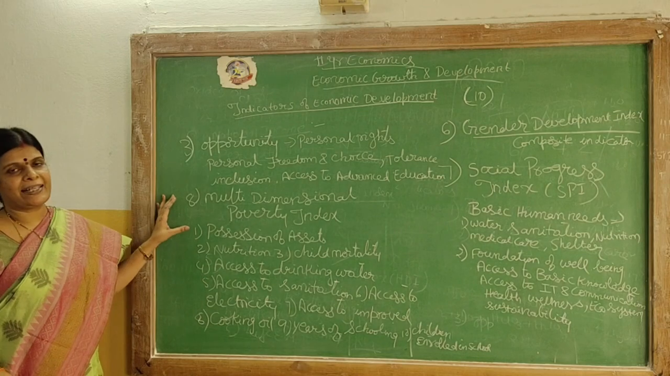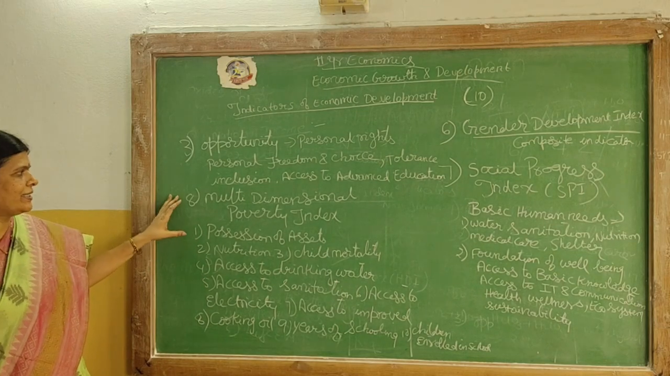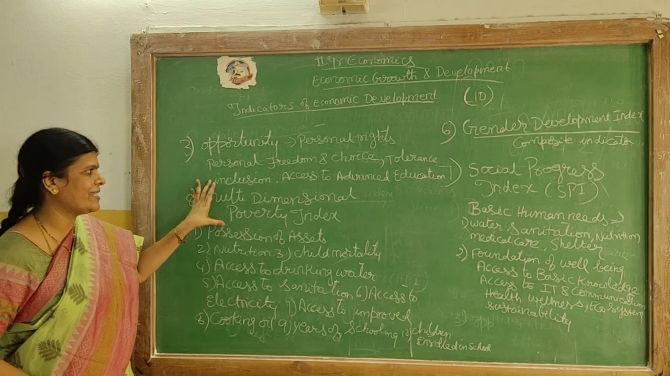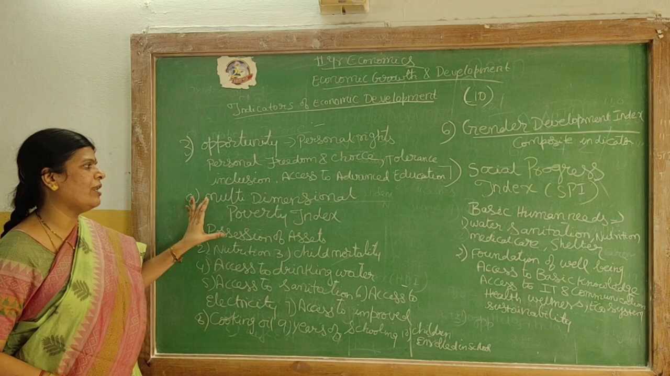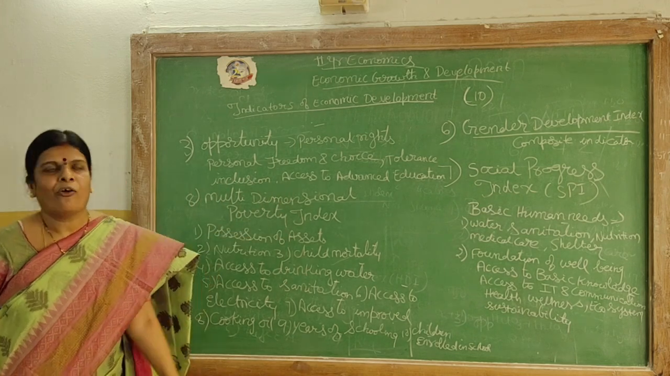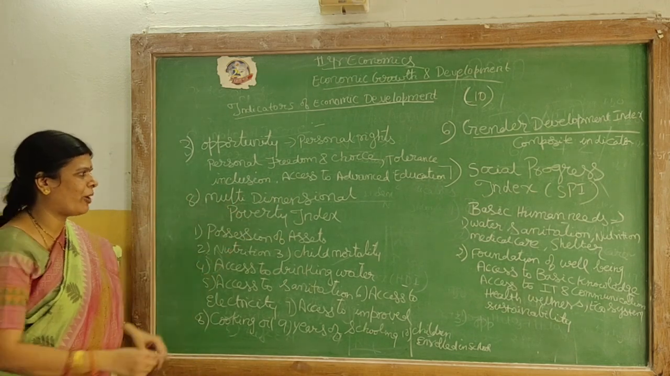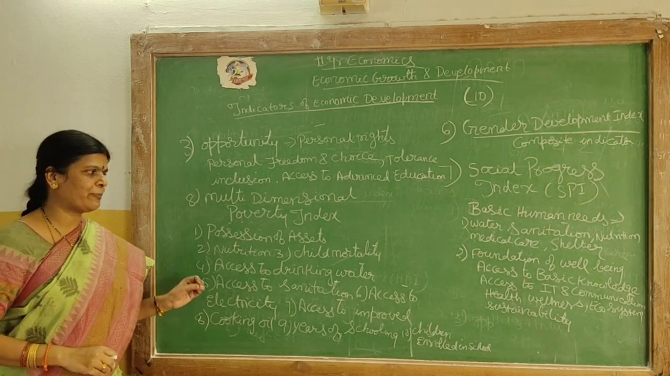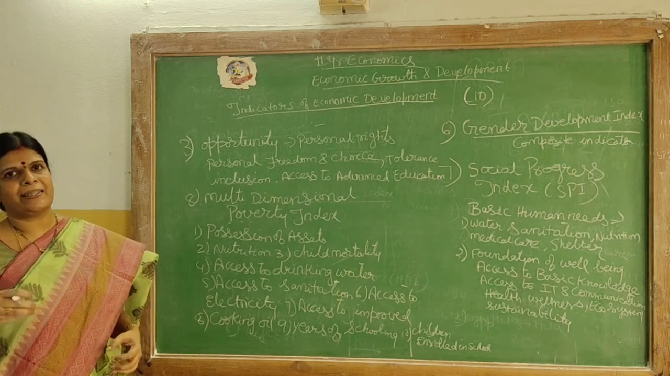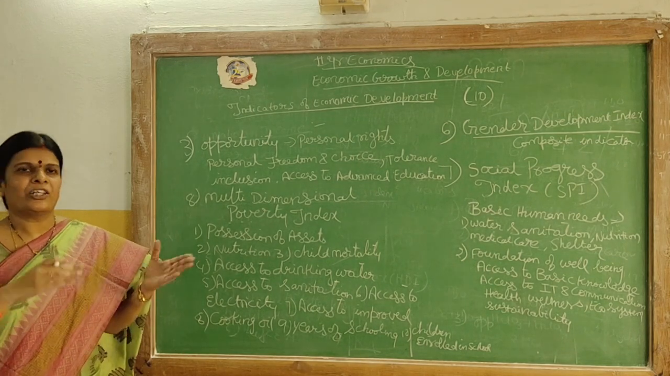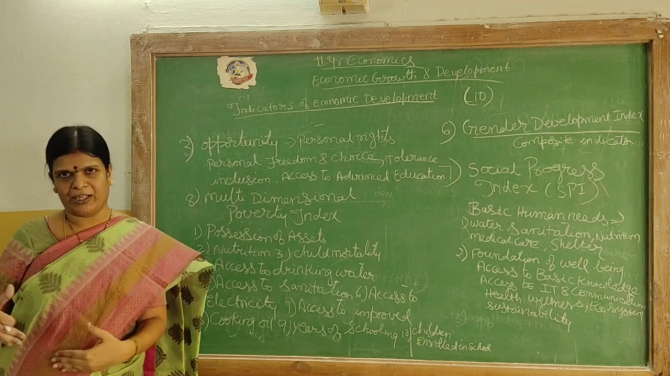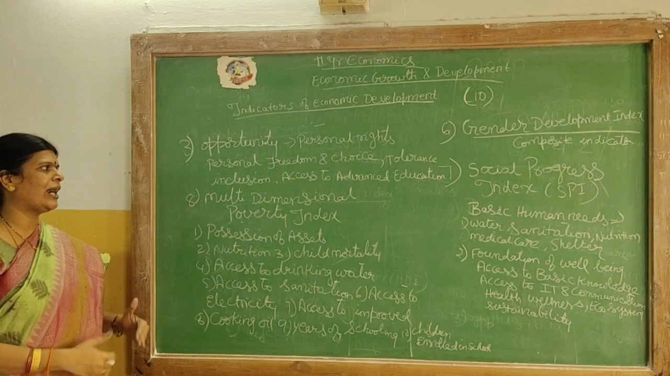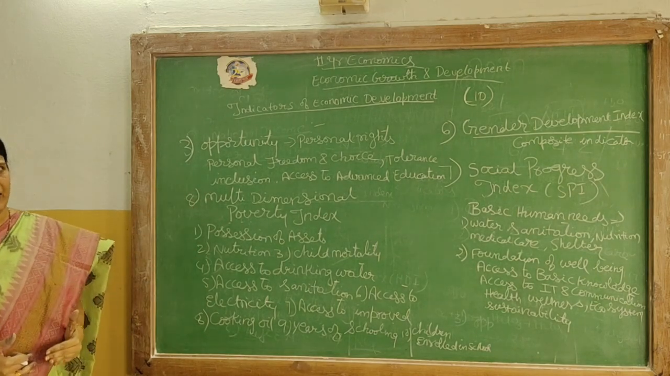Next one is very, very important, girls. The last indicator of economic development is the multidimensional poverty index. What does multidimensional poverty mean? Poverty means being poor. What is poor? Not having basic needs like food, clothing and shelter. Now the government of India, and each and every country, are striving very hard to reduce this poverty.